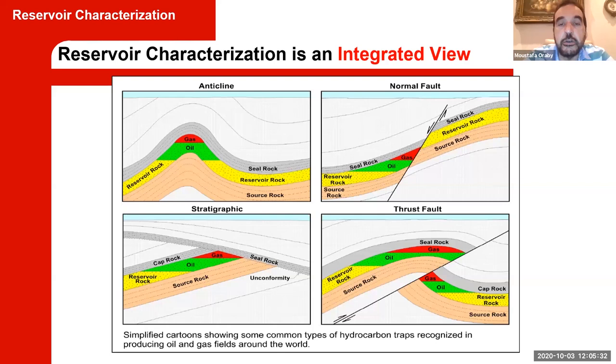But this is so critical when you go for reservoir characterization. When you drill a well, where you drill it, are you actually going through a fault or not? Is this fault a normal fault? Is that a thrust fault? What are the differences between these two? How will this affect my reservoir? How will this affect my reservoir properties? Very, very critical in reservoir characterization. Okay. So this is the first piece of information that needs to be integrated in your reservoir characterization.